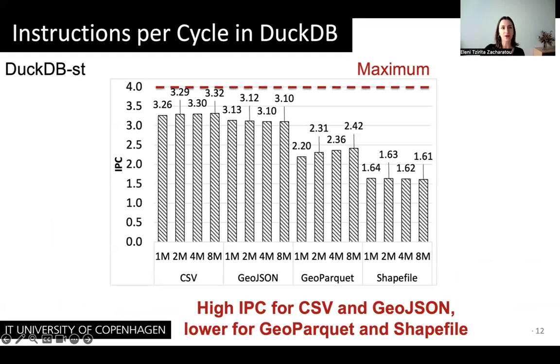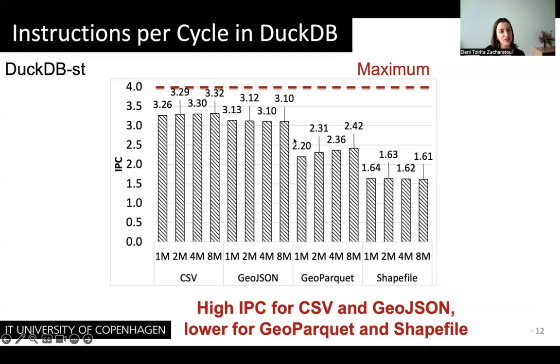Next, let's go deeper into DuckDB and examine some lower-level metrics. For this analysis, we focus on the single-threaded version of DuckDB, so DuckDB-ST, to avoid any thread interference. On the x-axis, we have different file formats, and then for each format, there are 4 bars representing the 4 different data sizes from 1 to 8 million polygons. The y-axis measures IPC, which stands for instructions per cycle, and this metric indicates the average number of instructions our processor executes per clock cycle. So a higher IPC means better performance, as it shows the processor can execute more instructions in a given period. Our AMD Ryzen processor can execute a maximum of 4 instructions per cycle, so that's the best we can achieve.